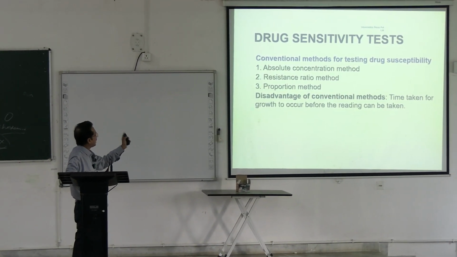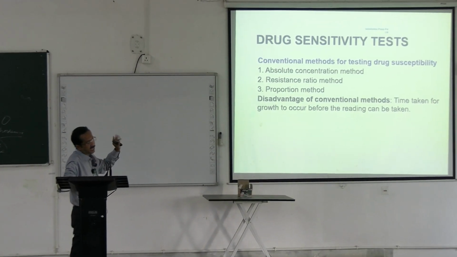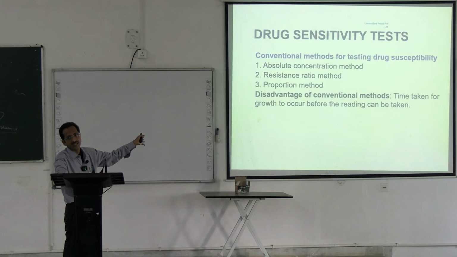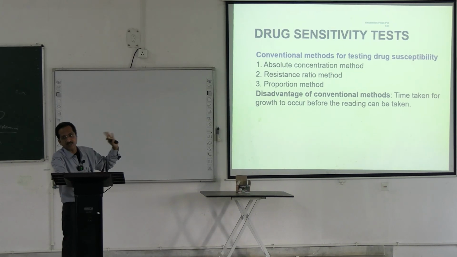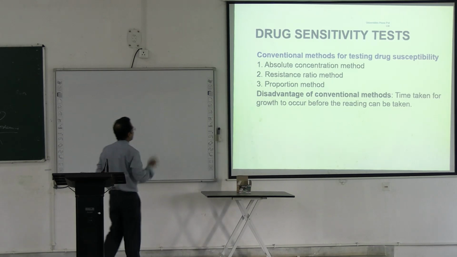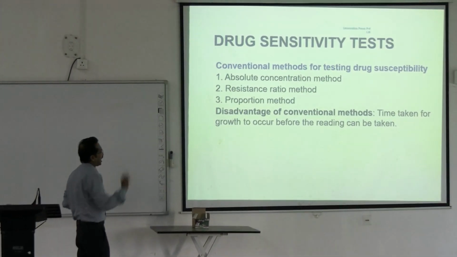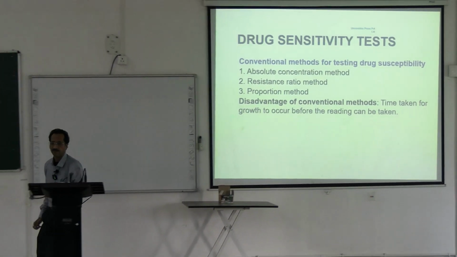They are conventional, and they take time for growth before the reading can be taken. So they are time taking. Like the culture, these are also time taking conventional methods for drug sensitivity testing. At least remember these three names: absolute concentration method, resistance ratio method and 1% proportion method.